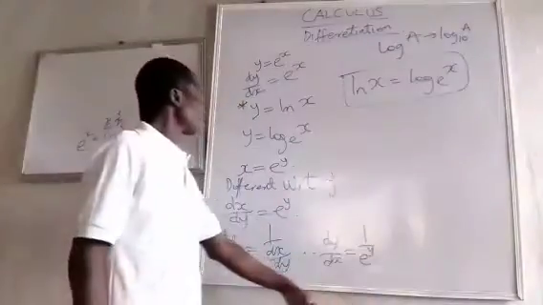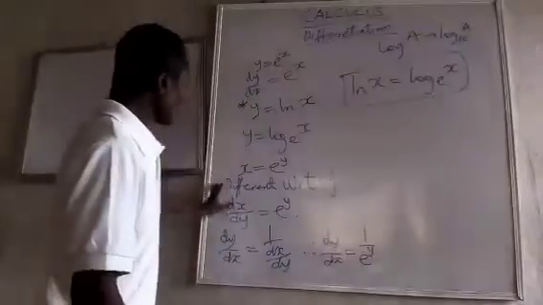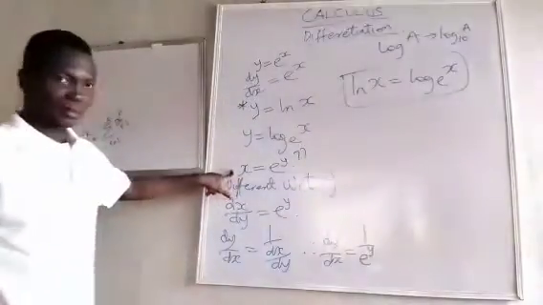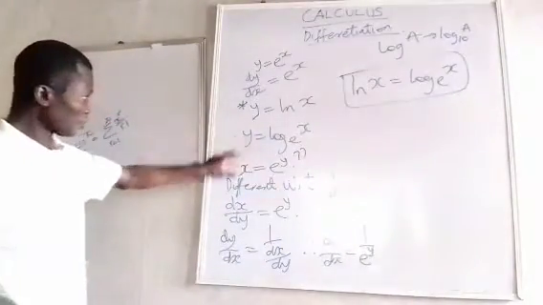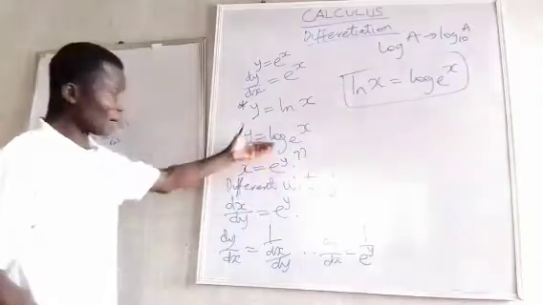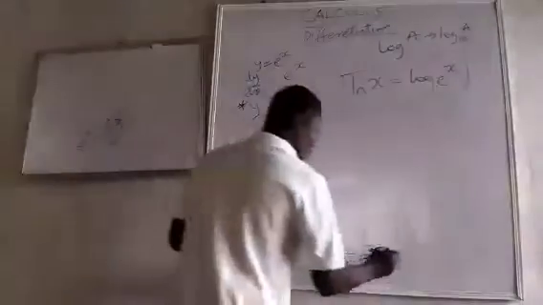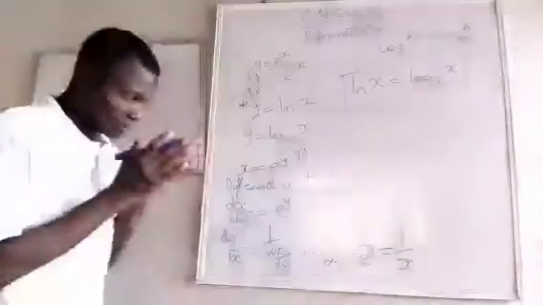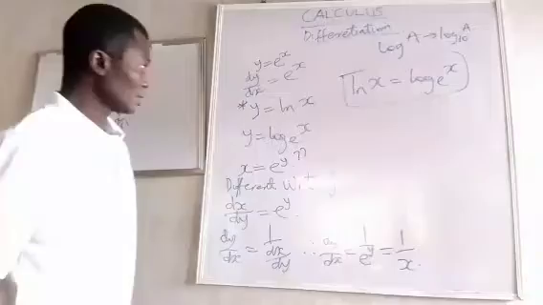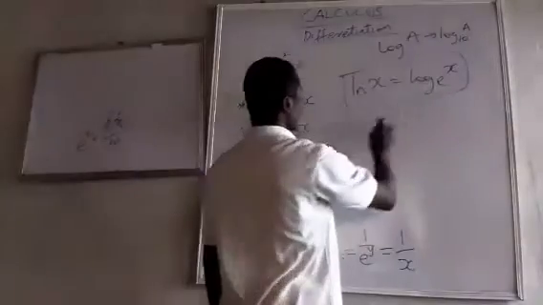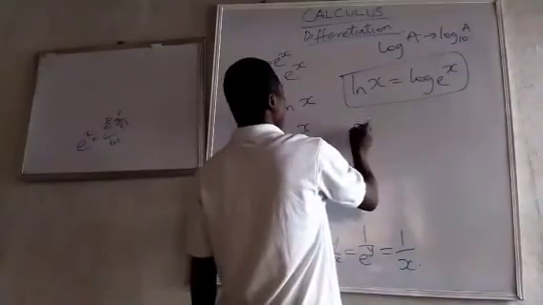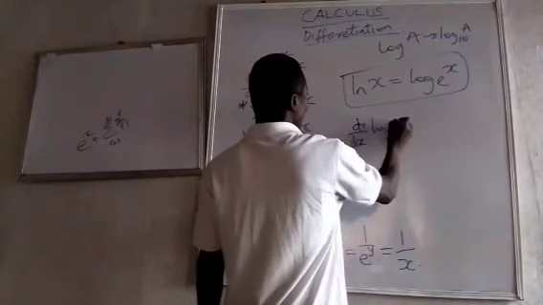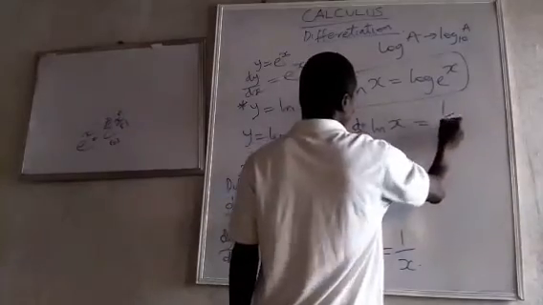And look at this. If you look at all what we have written here, x is equal to e raised to power y. You can easily decipher that, and that will be 1 over x. That's another standard result established. So we can now say that d/dx of ln x is equal to 1 over x.